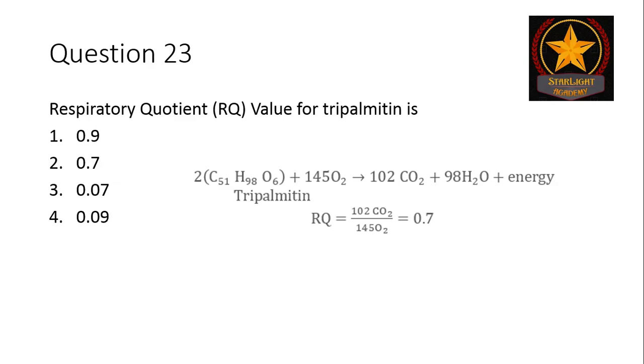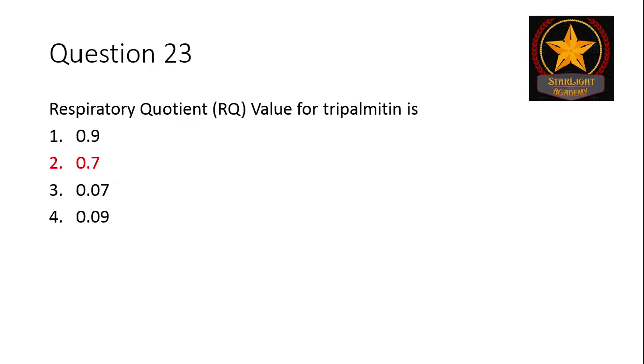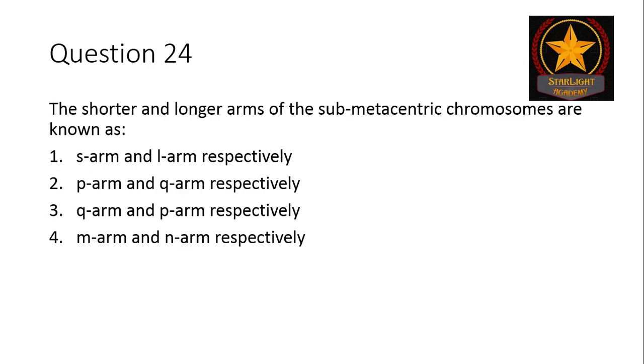Tripalmitin is C51H98O6. On consumption of 145 moles of O2, 102 moles of CO2 are produced along with H2O and energy. The respiratory quotient is 102 upon 145, that is 0.7. Therefore, the answer to this question is 0.7. Moving to the next question.